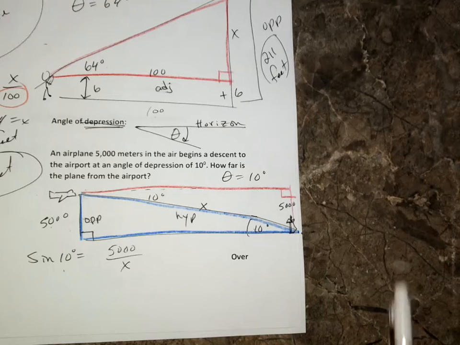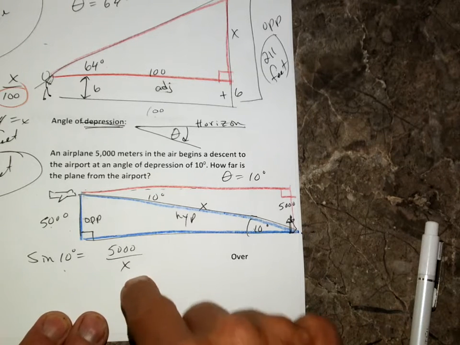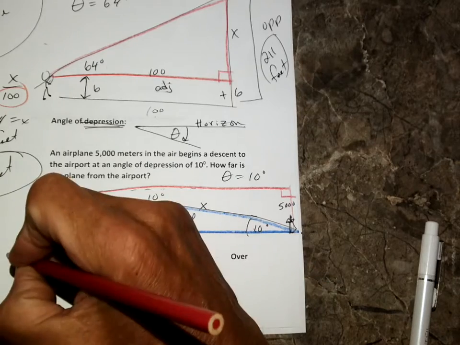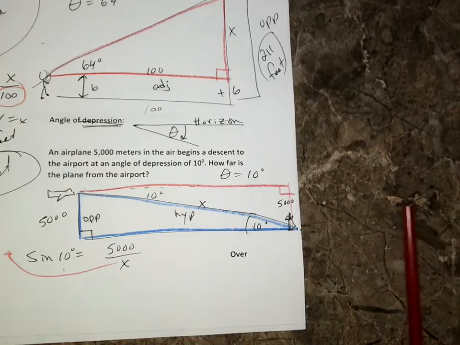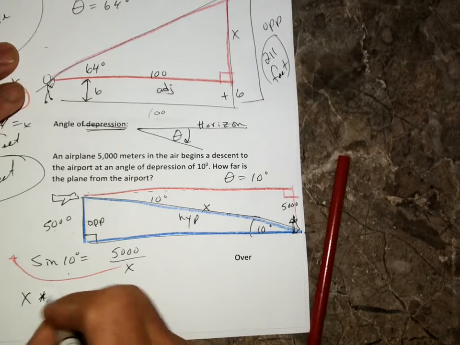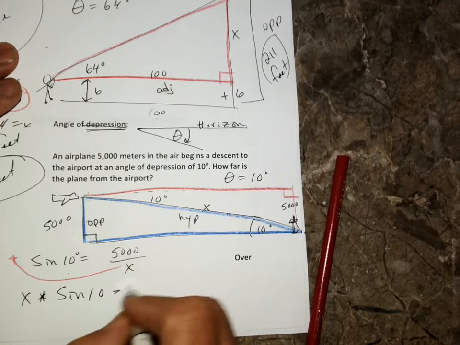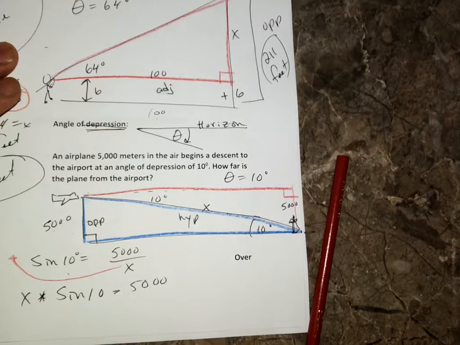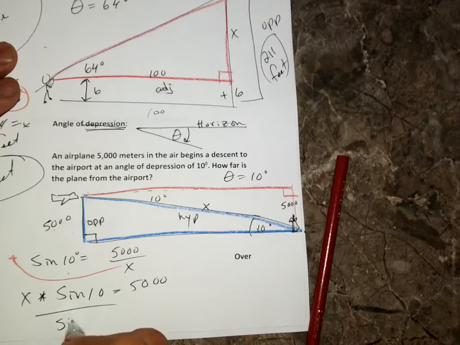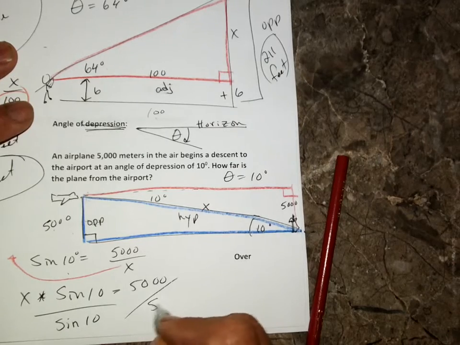Now, one of the variables is on the bottom, so we're going to have to multiply, then divide. I multiply by the x, which brings the x here. So I get x times the sine of 10 equals 5,000. Sine of 10 is a number, so I actually divide by sine of 10.